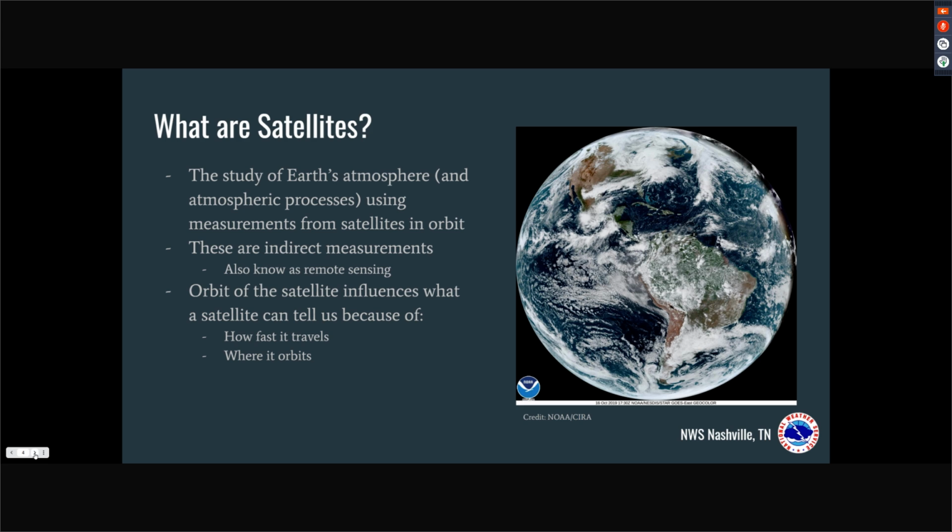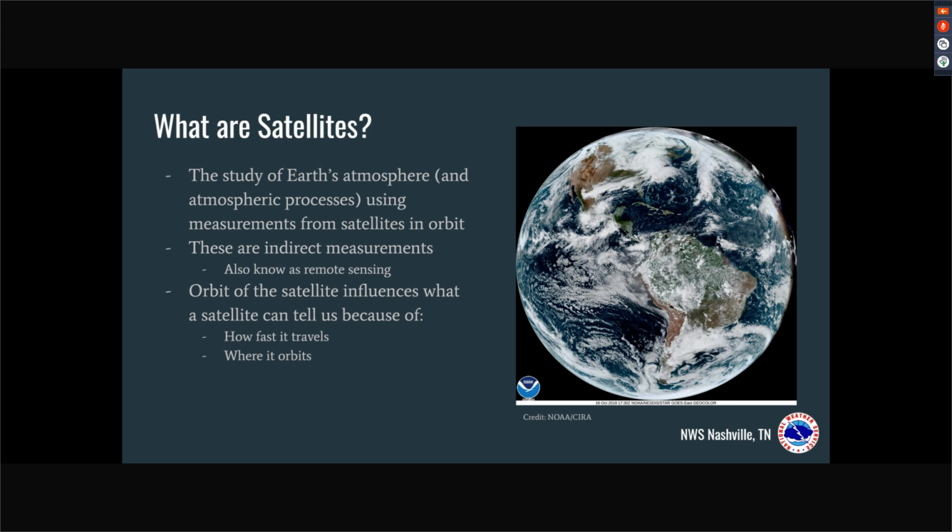So what are satellites? Satellites, generally speaking, are the study of the Earth's atmosphere and atmospheric processes using measurements from satellites in orbit. Here on the right, I have an image from one of our GOES satellites. This is our GOES East satellite and our GeoColor, which I'll go over later. But newsflash, this is actually not what the satellite is sending us down here from space. It looks really pretty, and it is kind of what the satellite is showing us, but not completely. So these are indirect measurements.